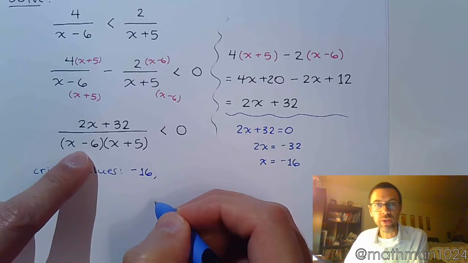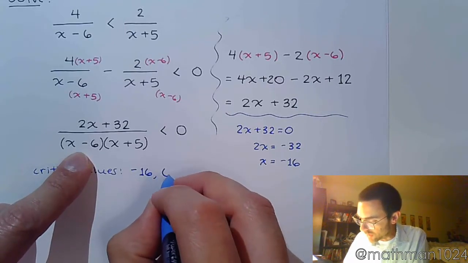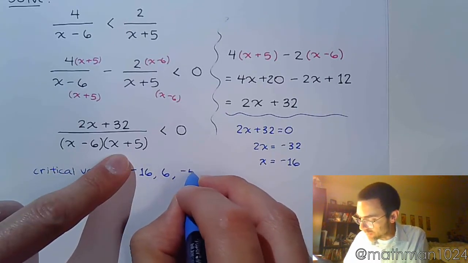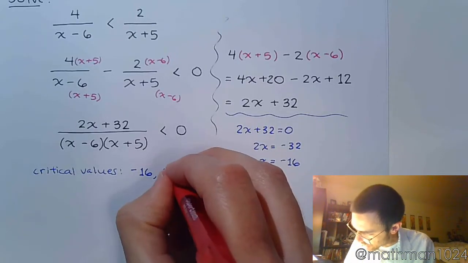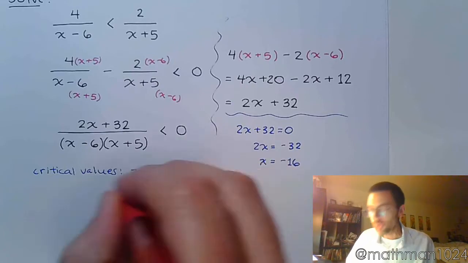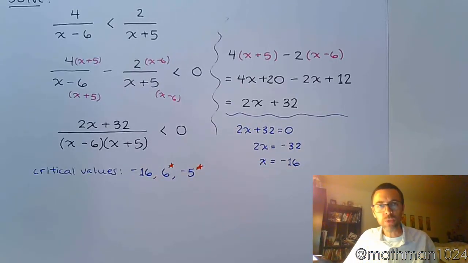And then we get the critical values from these factors in the denominator. That's 6, and from here we get negative 5. Now, just like I did in the last example, I'm going to put little stars here for these. Those stars indicate that they came from the denominator. Since they come from the denominator, it's not just that they are critical values, but they become restricted values, and they can never show up in the solution set.